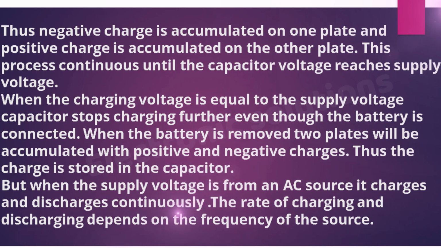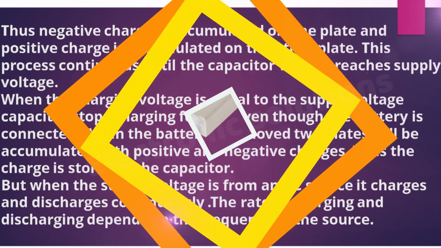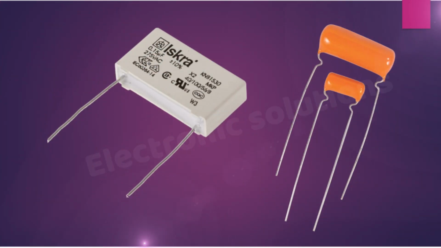When the battery is removed, the two plates remain accumulated with positive and negative charges. Thus the charge is stored in the capacitor. But when the supply voltage is from an AC source, it charges and discharges continuously. The rate of charging and discharging depends on the frequency of the source.